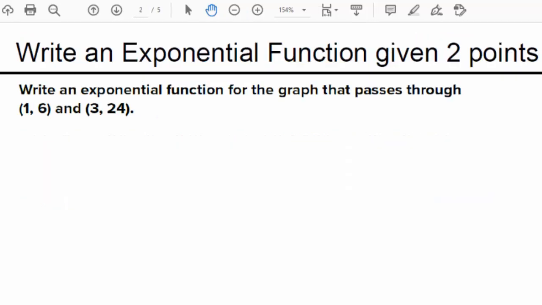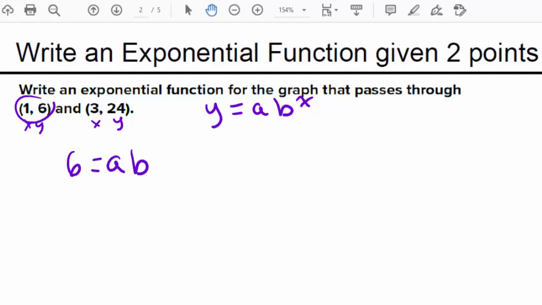For our first example, we want to write an exponential function given 2 points. Remember, we're substituting into the function y is equal to a times b to the x. So we're given an x and a y value twice. So we're going to substitute, let's say this first point right here, that's a y of 6 equals a b to the first power. Then we do the second one. That's going to be a y of 24 equals a b to the third power.